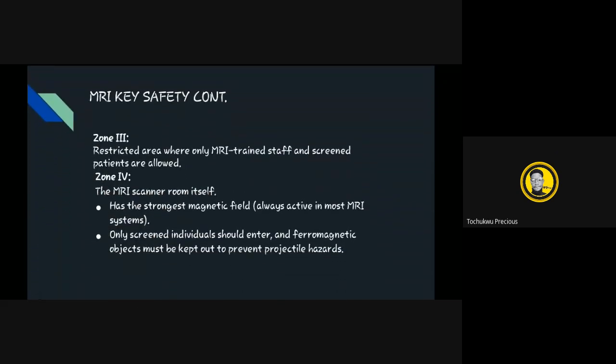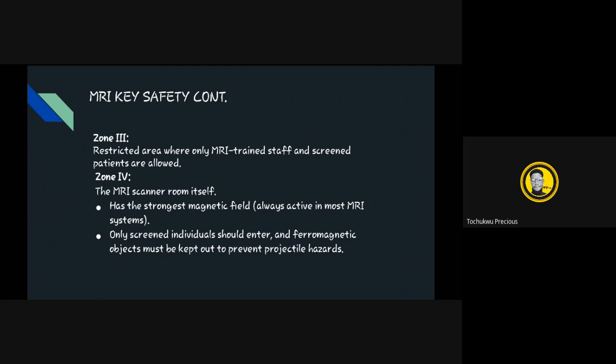Zone 3, however, is a restricted area where only trained staff and screened patients are allowed. So zone 3 is where you have your MRI systems, your printers and everything. Only trained staff and patients who have been screened and found to be MRI safe are allowed.